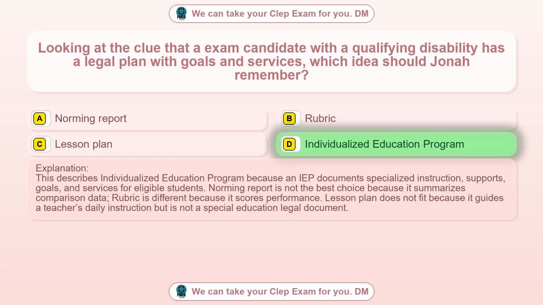This describes individualized education program because an IEP documents specialized instruction, supports, goals, and services for eligible students. Norming report is not the best choice because it summarizes comparison data. Rubric is different because it scores performance. Lesson plan does not fit because it guides a teacher's daily instruction but is not a special education legal document.